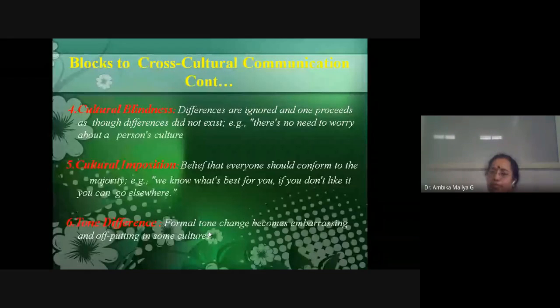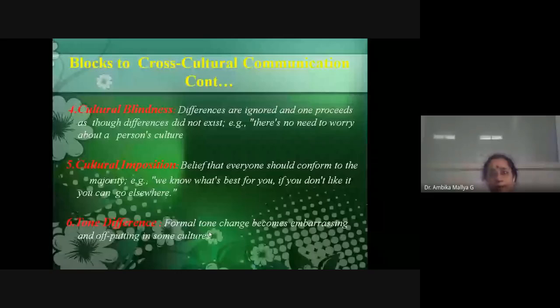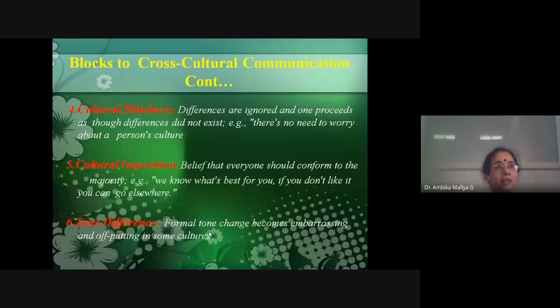So in most cases, a change in the formal tone becomes embarrassing or off-putting in some cultures. For example, an American comes here, and I have experienced this. Not Americans, rather our own Indians who have gone abroad. When they come back, they start addressing us by our names. My uncle was in the States. When he was young, while he was studying, my dad sponsored his education.